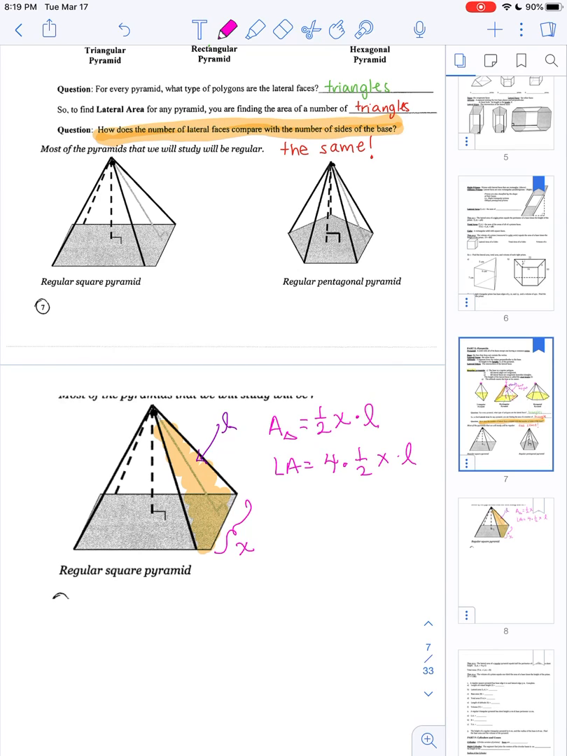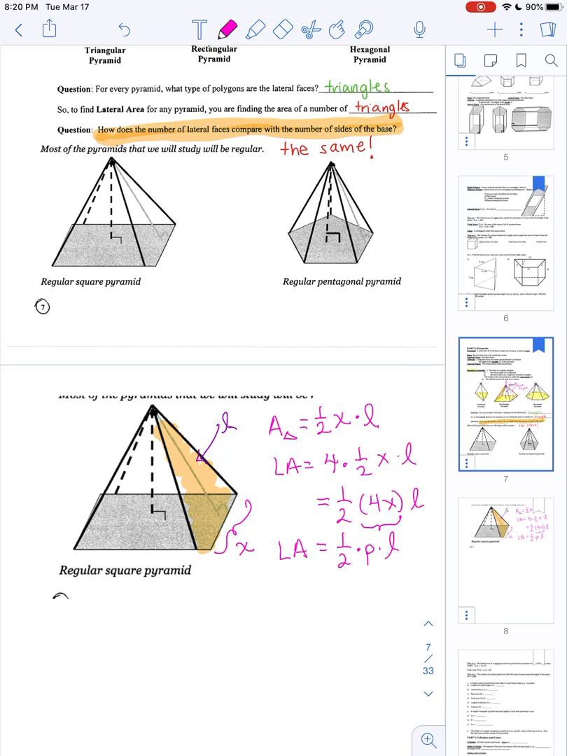If I rearrange things a little bit and put together 1/2, and put together 4X, and put together L, I can see that 4X, what would be another way of describing 4X? Another way would be that is the perimeter. So 1/2 times perimeter times the slant height. And so this is the formula we come up with for lateral area.